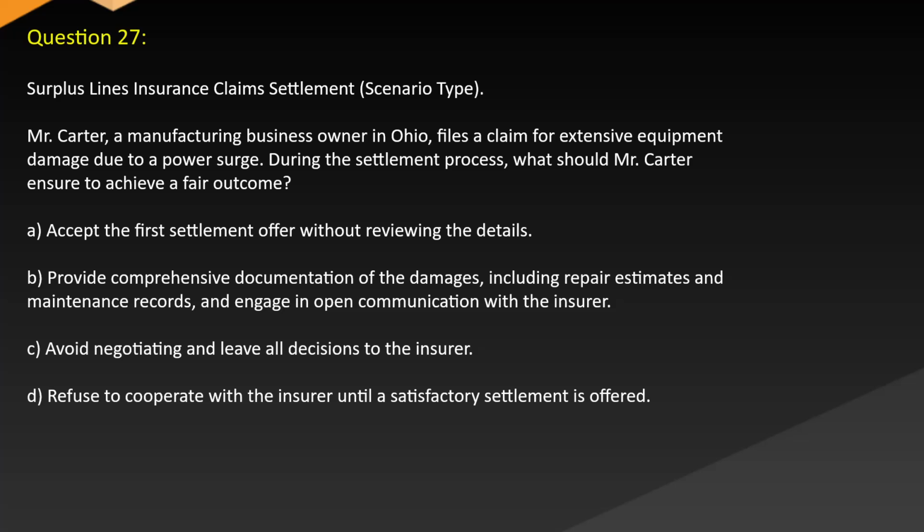Section 2913.47. Question 27. Surplus lines insurance claims settlement scenario. Mr. Carter, a manufacturing business owner in Ohio, files a claim for extensive equipment damage due to a power surge. During the settlement process, what should Mr. Carter ensure to achieve a fair outcome? A. Accept the first settlement offer without reviewing the details. B. Provide comprehensive documentation of the damages, including repair estimates and maintenance records, and engage in open communication with the insurer. C. Avoid negotiating and leave all decisions to the insurer. D. Refuse to cooperate with the insurer until a satisfactory settlement is offered.